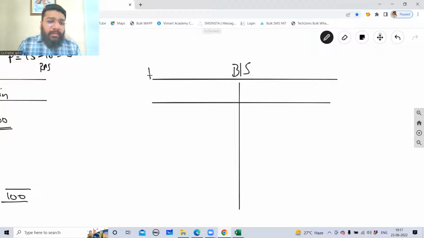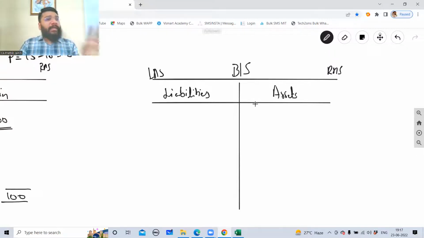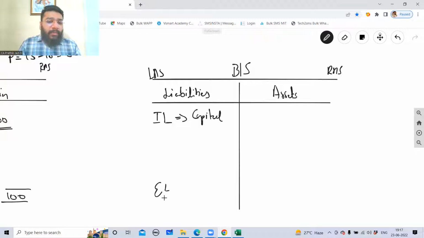Balance sheet. This is the left hand side. This is the right hand side. Left hand side stands for liabilities. Right hand side is assets. So here on the liability side, you have two things: internal liability and external liability. Internal liability means capital. External liabilities, we will keep as external liabilities itself. So that is why they say that liabilities is equal to capital plus external liability. Are you able to follow?